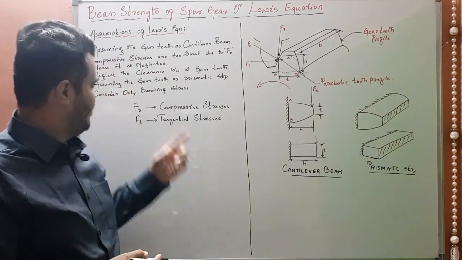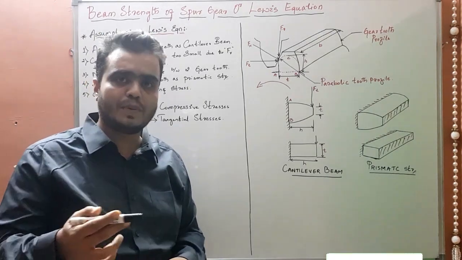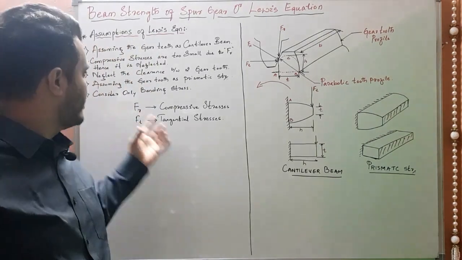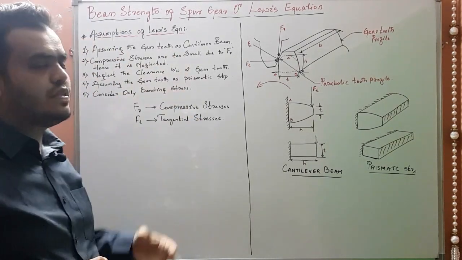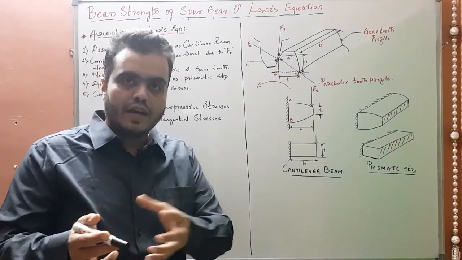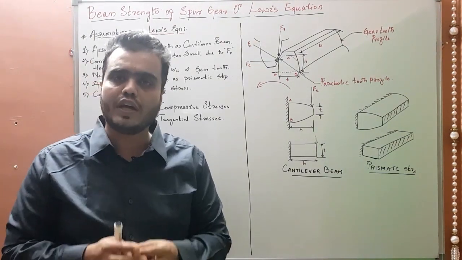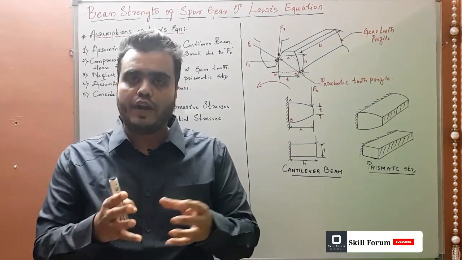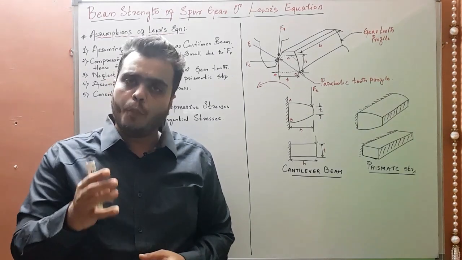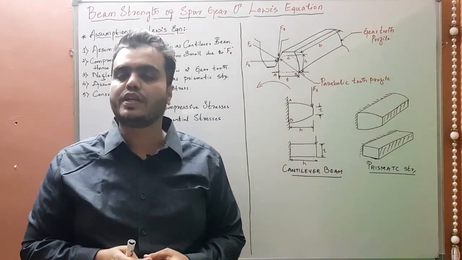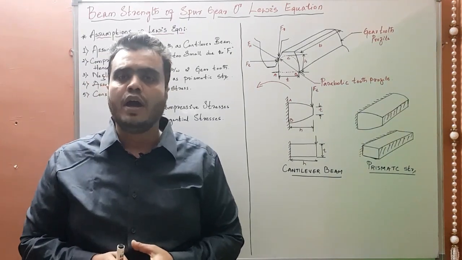In the entire analysis to find out the beam strength of the spur gear, Lewis has analyzed the bending stresses. With respect to these assumptions, Lewis has derived one equation. That equation we call the Lewis equation. In the next video I am going to derive the equation and find out the beam strength of a spur gear. In the next sessions you will get more videos related to your design of machine elements subject. I am going to solve each and every problem in these videos.